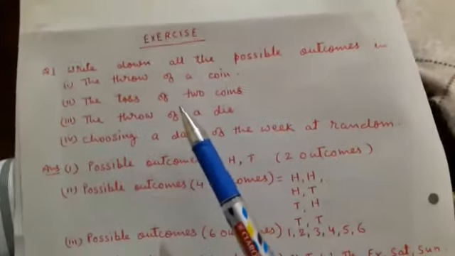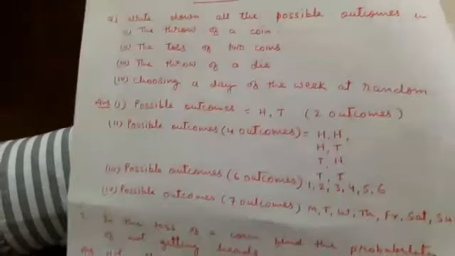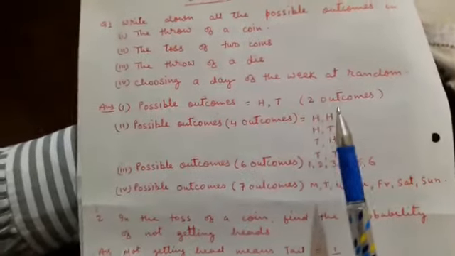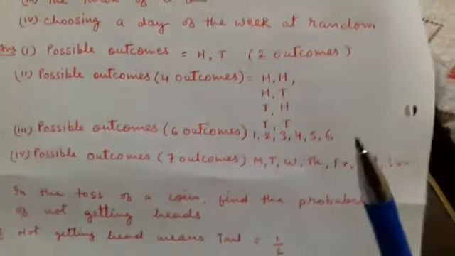The toss of two coins. When we toss two coins at the same time, what will be the possible outcomes? Head head, or head tail, or tail head, or tail tail. So there are 4 outcomes. It has 4 possible outcomes.